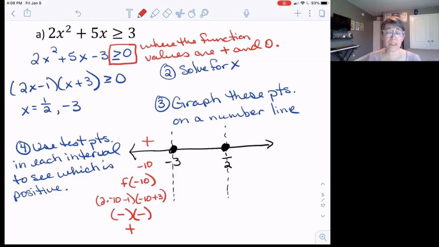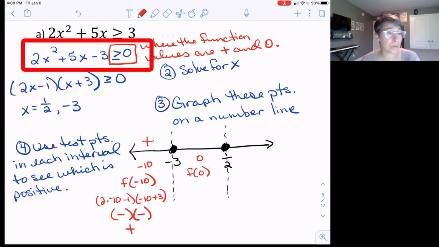Now we're going to do the same thing for a value between negative 3 and 1/2. If you get a chance to choose 0, I would. 0 is great. Love multiplying and adding zeros. So f of 0, this time we could plug it into the original before it's factored. We would get 0 plus 0 minus 3. So that middle one would give us a negative.